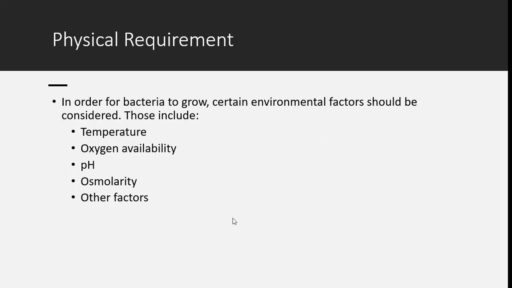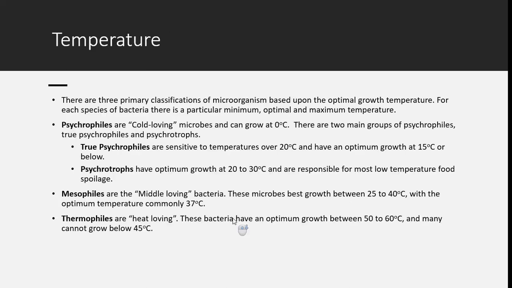So now let's look at some of those physical requirements for growth, and we're going to break them down into the temperature, oxygen, pH, and osmolarity. So first let's talk about temperature, because temperature plays a pivotal role in microbial growth. Different microbes are going to thrive at different temperatures, and so we need to understand the terminology that we use for showing the preference or the optimal temperatures.